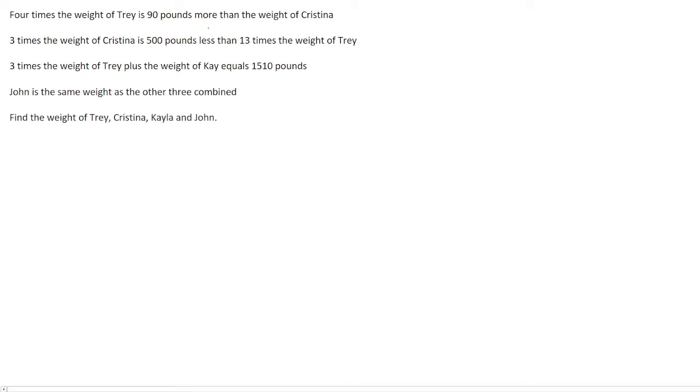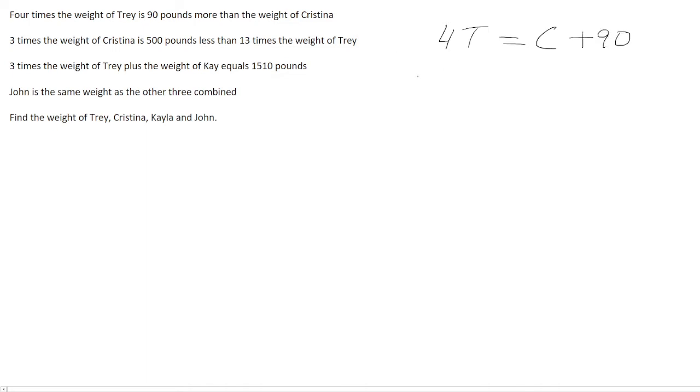4 times the weight of Trey is 90 pounds more than the weight of Christina. So we have 4t, so 4 times the weight of Trey equals 90 pounds more than the weight of Christina. So it's whatever Christina weighs plus 90 more pounds.